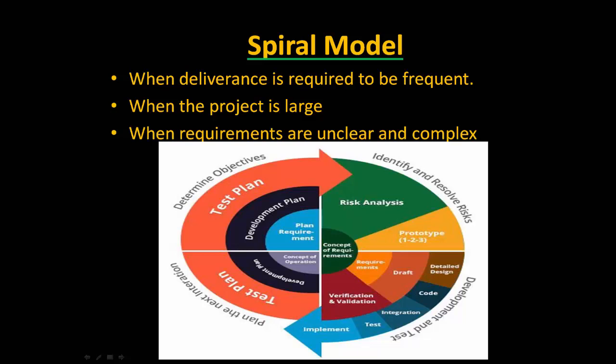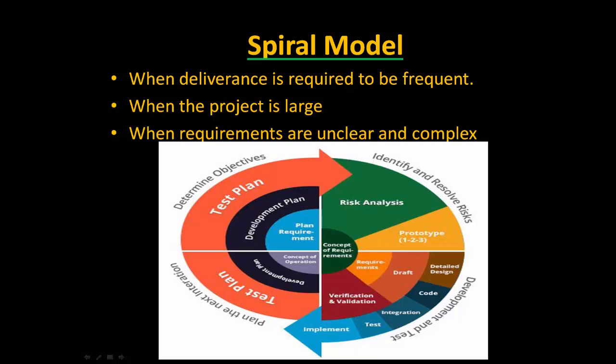and a plan requirement and risk analysis. Identify and resolve the issues on this particular side, and develop and test the things and plan the next iteration, and determine the objectives. So what are the objectives? What is the development plan? What are the things to be developed, and what are the things to be added? And we need to identify if there are new requirements. So the customer is unclear about the product, and they will keep on adding things.